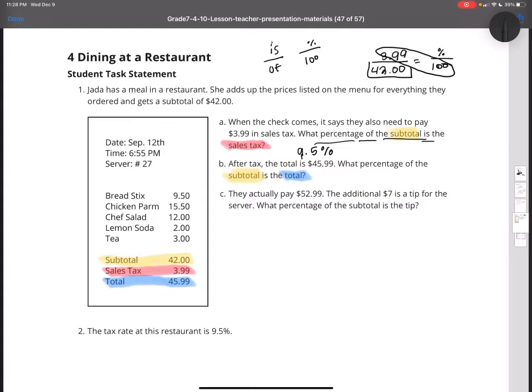Okay. So then for part B, it says after tax, the total is $45.99. What percentage of the subtotal is the total? Okay. So of the subtotal, because it's of the subtotal, is the total. Now, the is part is the total. Okay, so do you think the percent is going to be over 100 since the numerator is over 100? If you said yes, you are absolutely correct. So you're going to cross multiply and divide by 42.